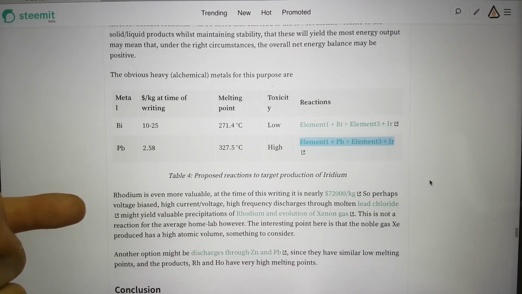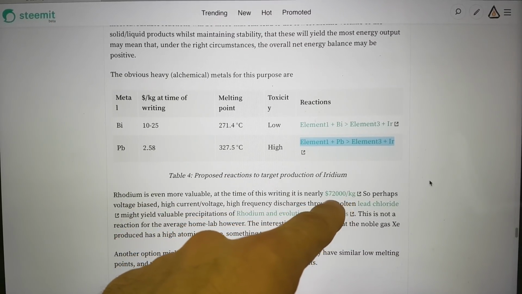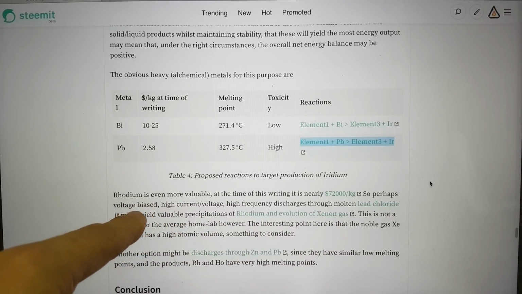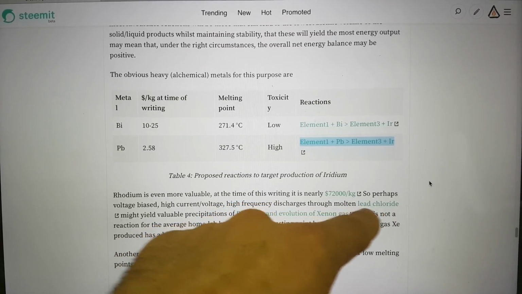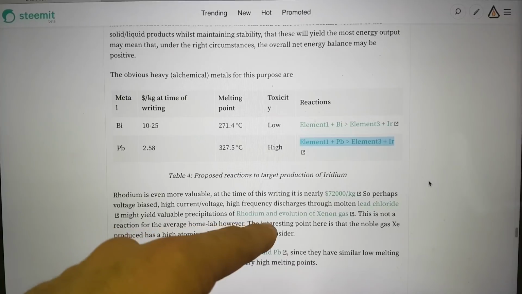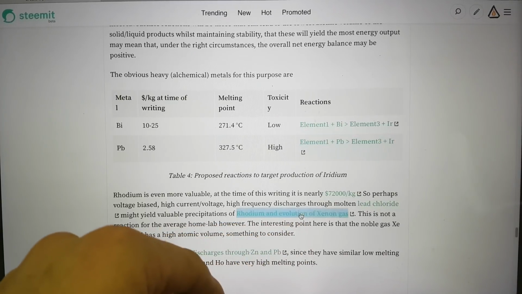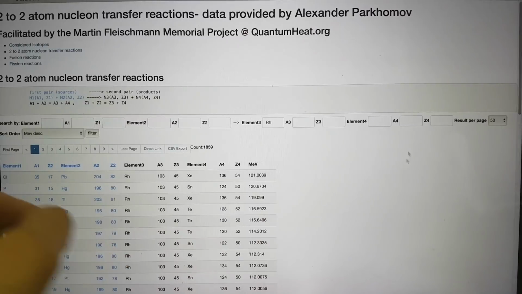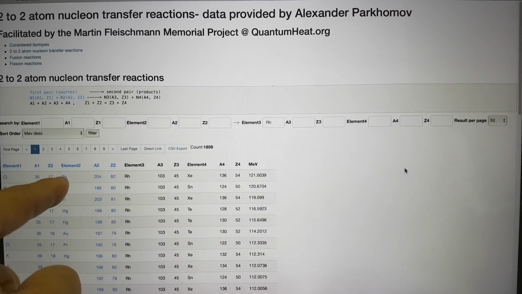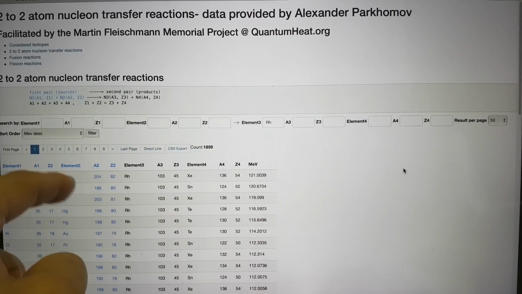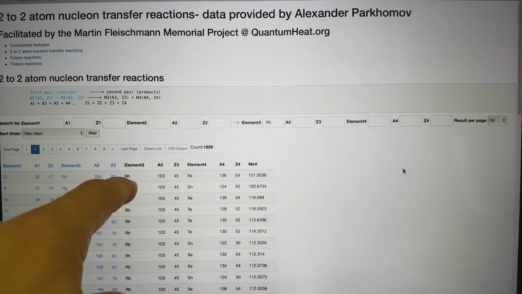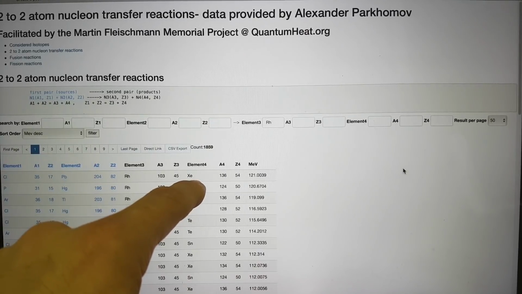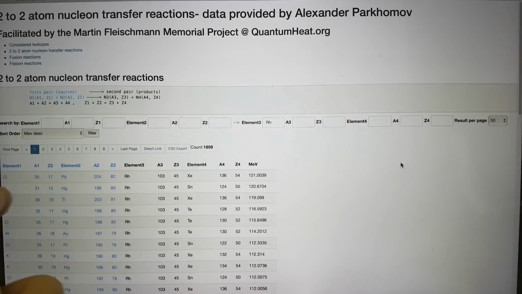Rhodium is even more valuable. At the time of writing, it's nearly $72,000 per kilogram. So perhaps voltage biased, high current, high frequency discharges through molten lead chloride might yield valuable precipitations of rhodium and an evolution of xenon gas. Let's have a look at that. So chlorine plus lead, so lead chloride, PbCl. This is actually with the isotope of 204, leads to rhodium and xenon. Again, that might off-gas, the rhodium's high melting point, and so on.